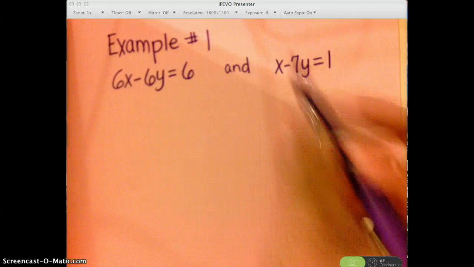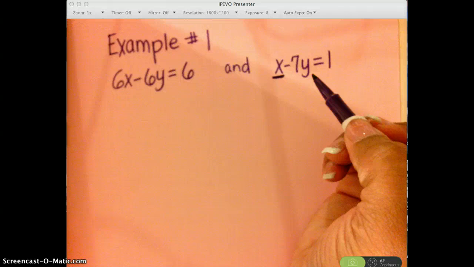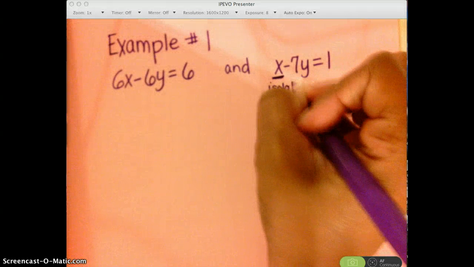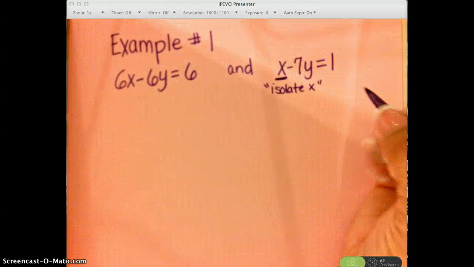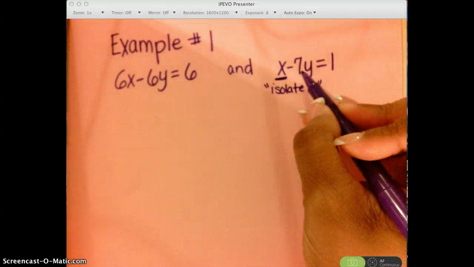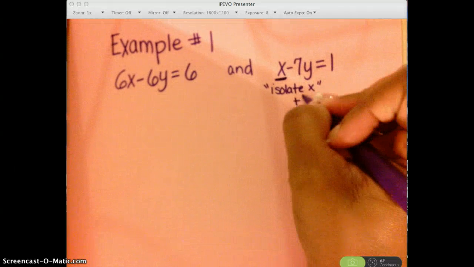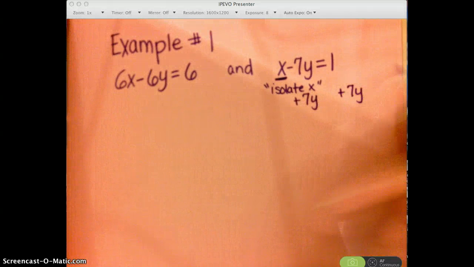So, since this x has a coefficient of 1, we're going to move on to step 2 and we're going to isolate the x. Okay, so isolating x is what we need to do here. Now, on the same side as the x is a negative 7y. So we're going to do the opposite, which is to add 7y to both sides.